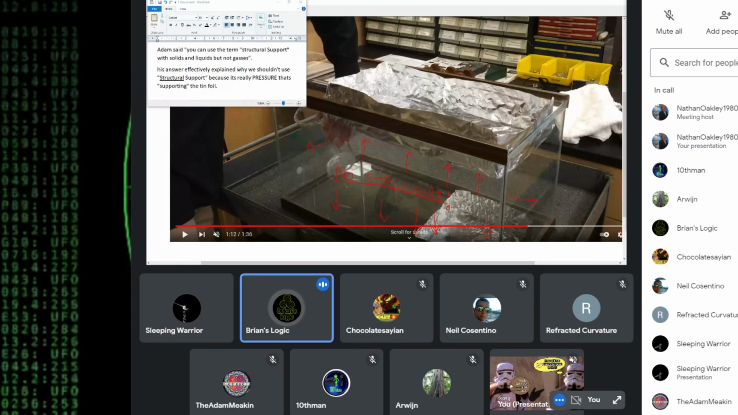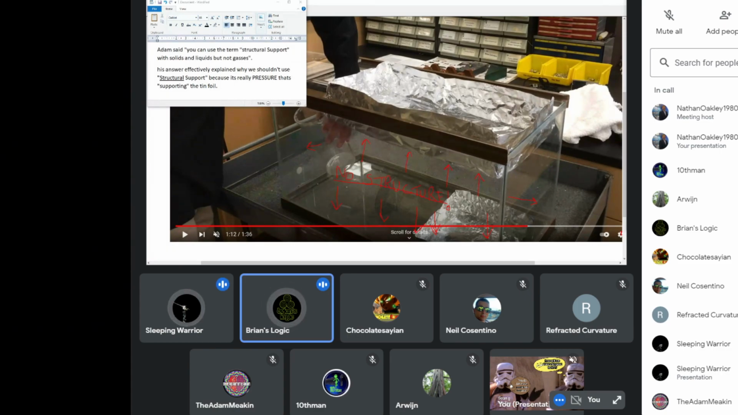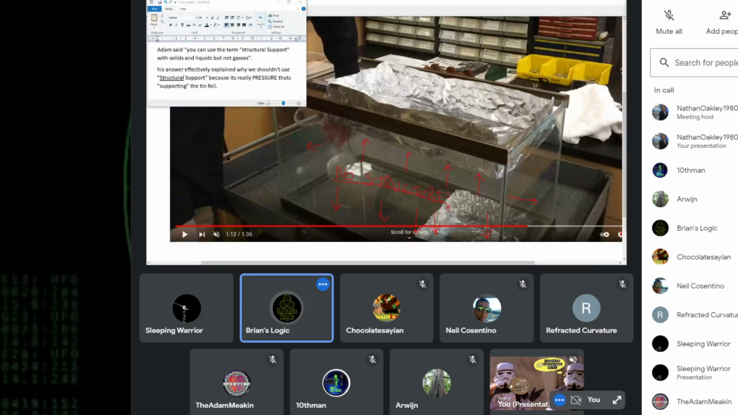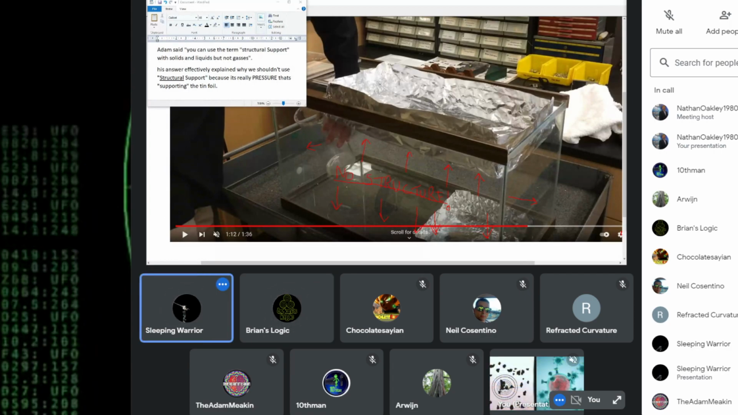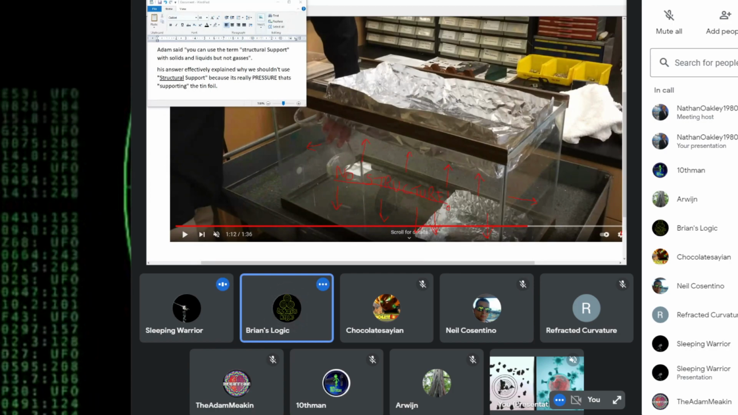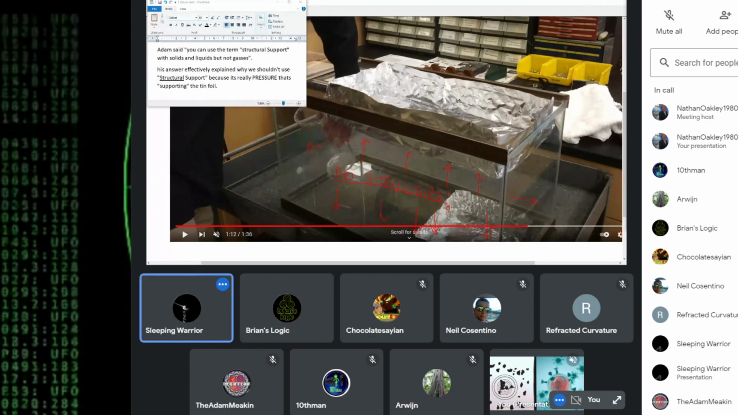Go ahead. If I call it density support, that's a lot better than pressure support. You can't call it pressure support too. Well, because pressure can mean a headache. Structural support is the most intuitive description. Not if there's no structure. There's no structure with gases. Says who? Where's the structure with gases?